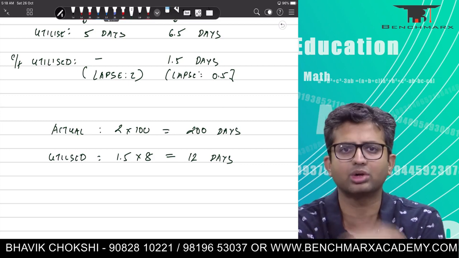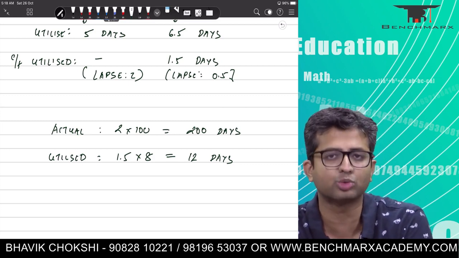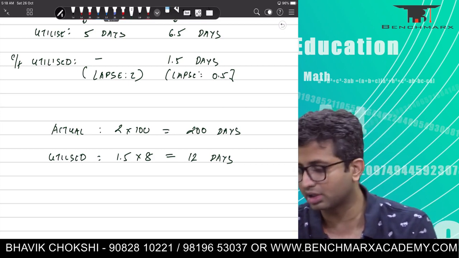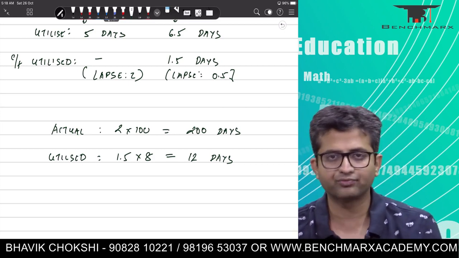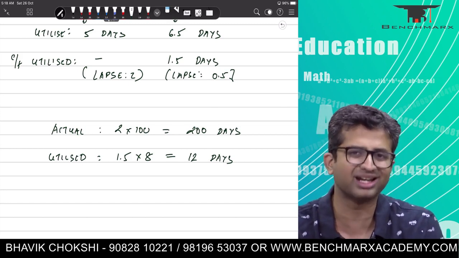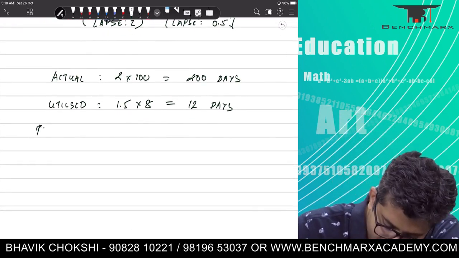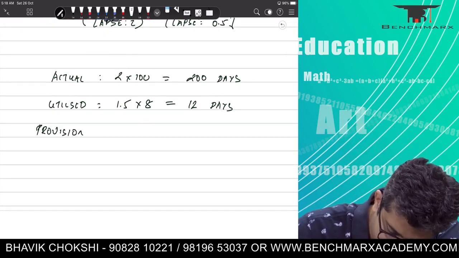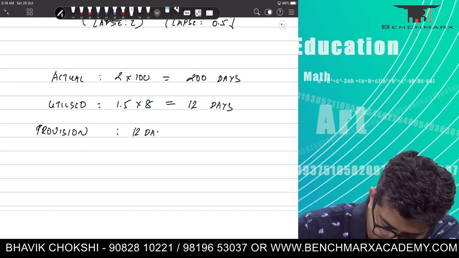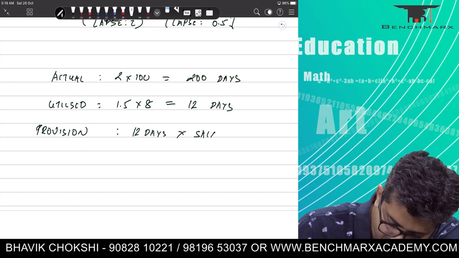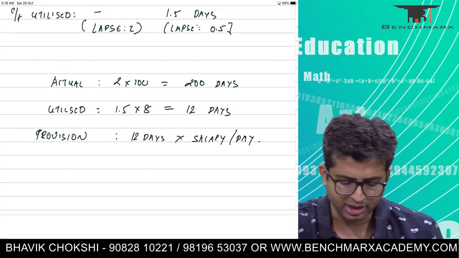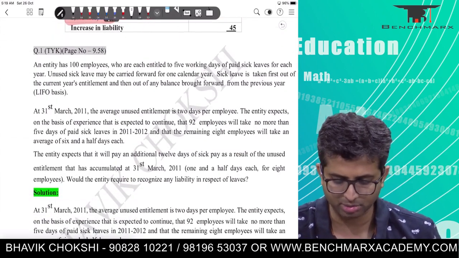Well, no, because you don't expect to pay for 200 days, you are expecting to pay only for 12 days, and hence a provision will be created only for 12 days into the rate per day. So your provision for leave salary, provision for leave entitlement, will be created as 12 days into salary per day at the end of the first year. Are we getting this? Okay, so that takes care of question number 1 on test your knowledge.